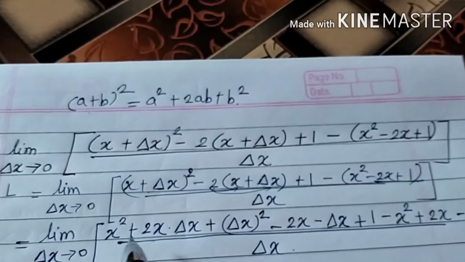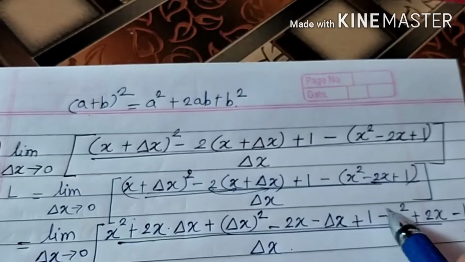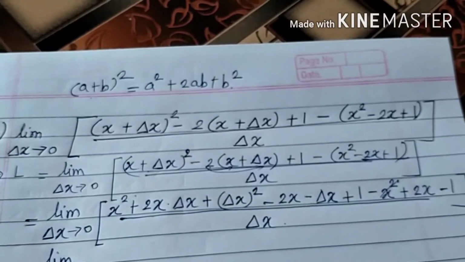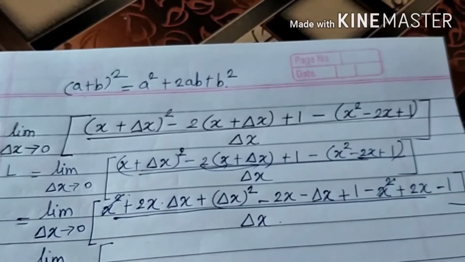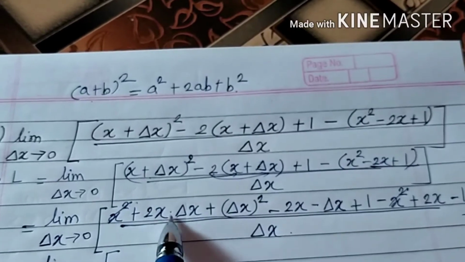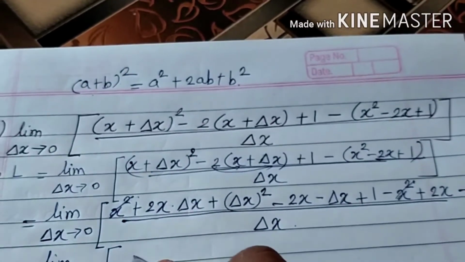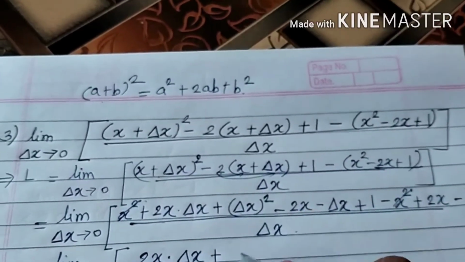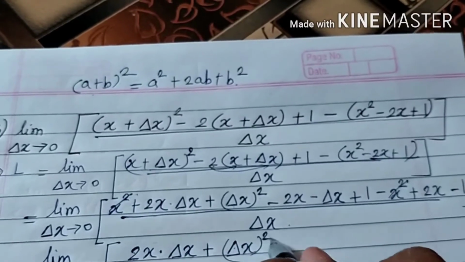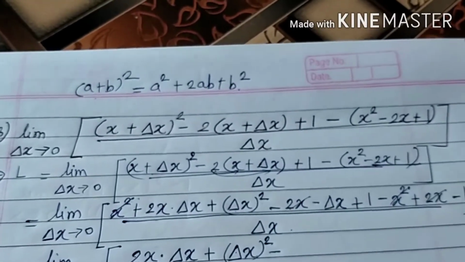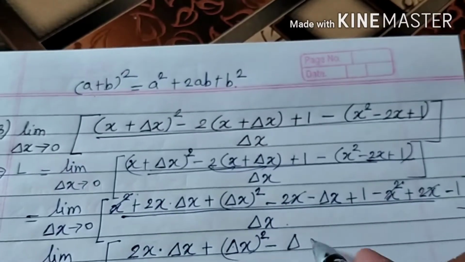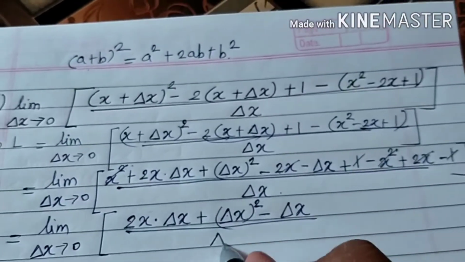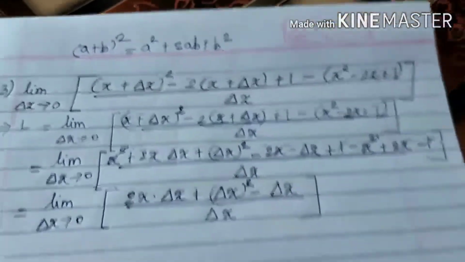Now you can observe that this plus x square and this minus x square get cancelled. So the terms remaining are: 2x into delta x, write as it is, plus delta x square is also as it is. Minus 2x plus 2x get cancelled. This minus 2 delta x as it is, and this plus 1 minus 1 get cancelled. Then divide by delta x.